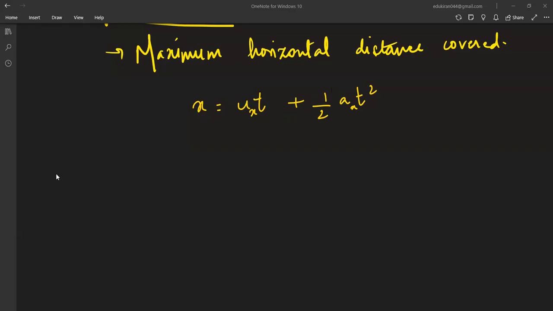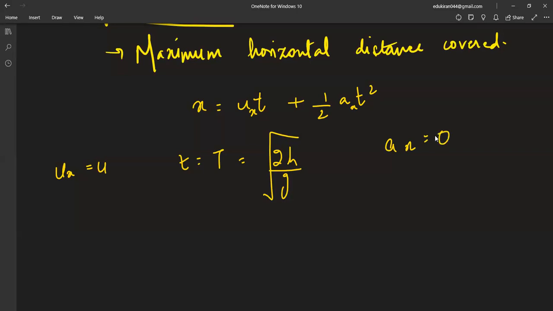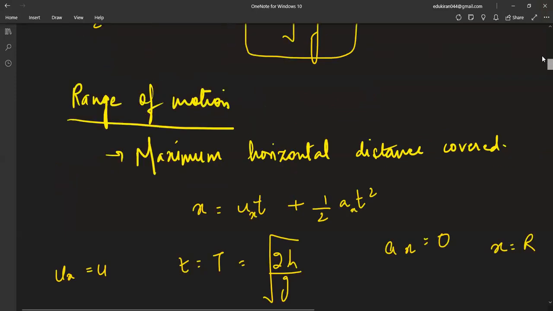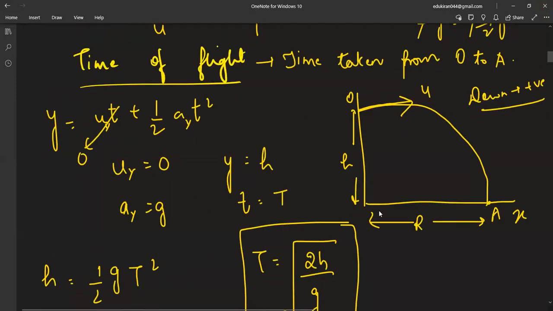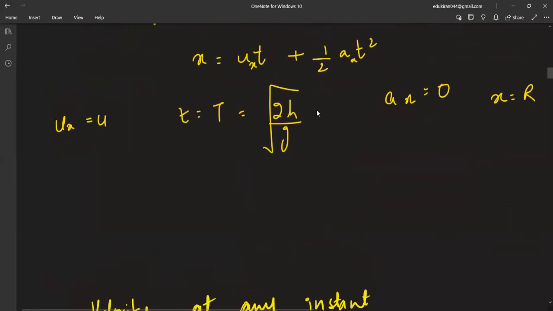So yes, ux, velocity along x-axis is u only. T, now we know the time period. We have the value of time period, root of 2h by g. Acceleration along x-axis: we have no acceleration along x-axis when we are talking about projectile motion. And what is the displacement that we are trying to find? It is actually the range of motion. That's why we have taken x-axis. We didn't take y-axis this time. We took x-axis because we have to find out range of motion, which is situated along x-axis only.